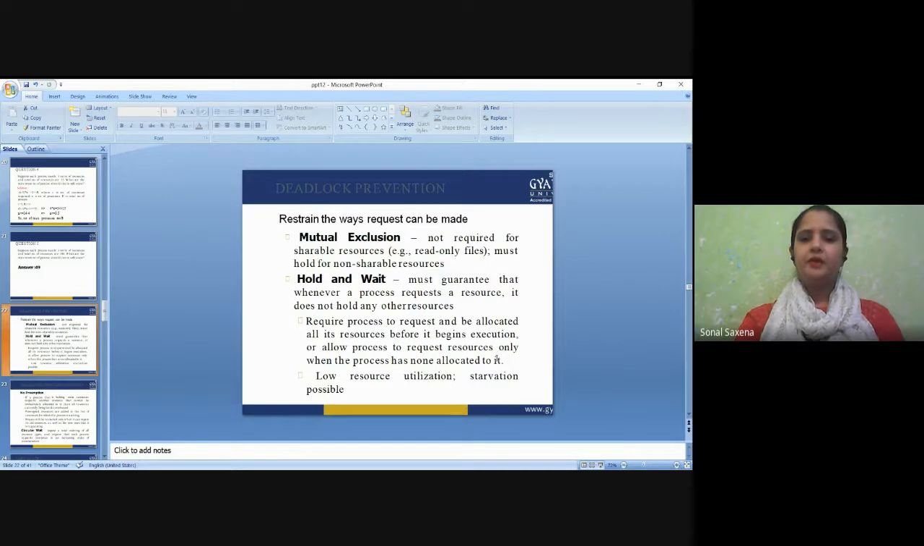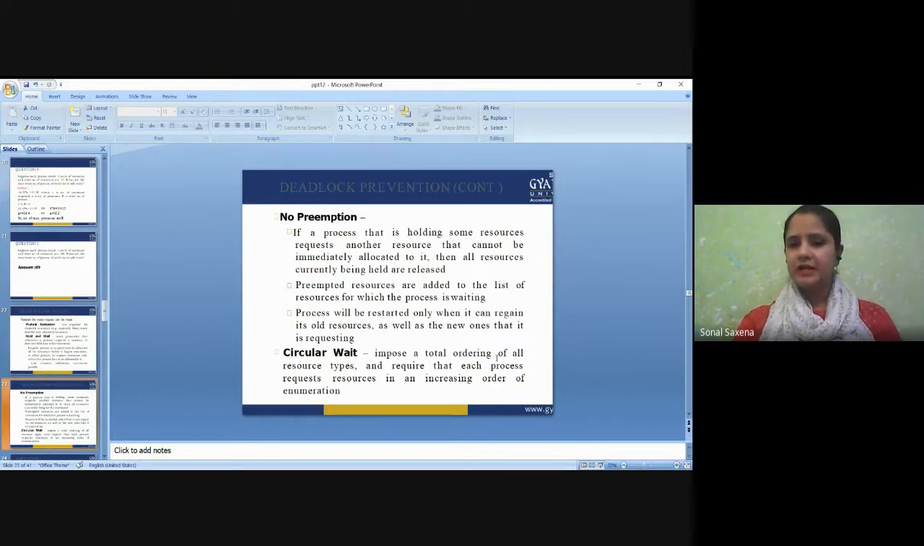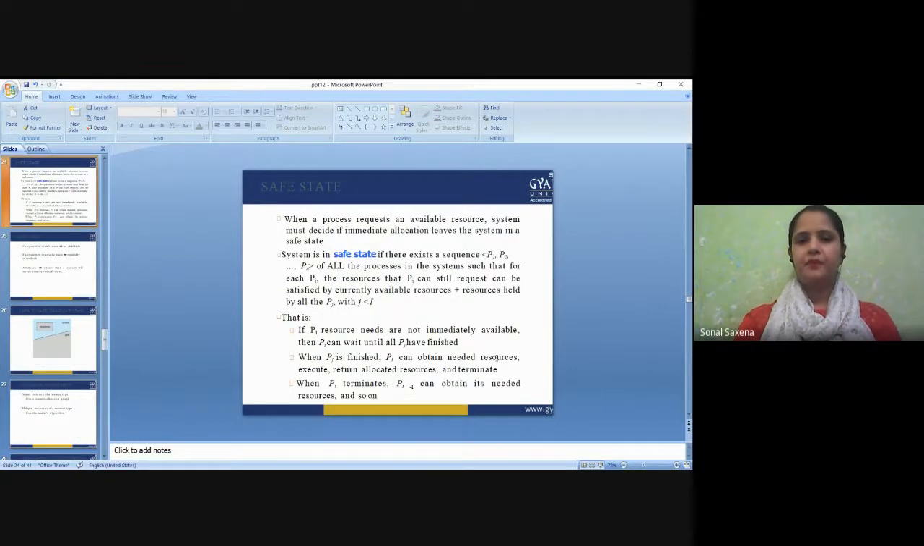How can you prevent deadlock? As I told you, for a deadlock to occur, there should be 4 mandatory conditions that we have already seen. Now, if you prevent any one of those conditions, like mutual exclusion, hold and wait, similarly, no preemption and circular wait, if you prevent any of the conditions from occurring inside a system, you can prevent deadlock from occurring, right?